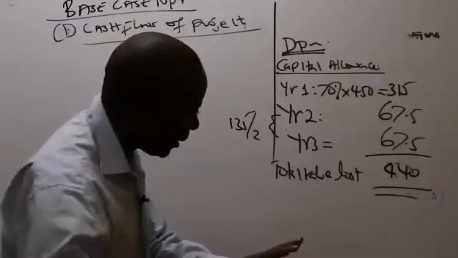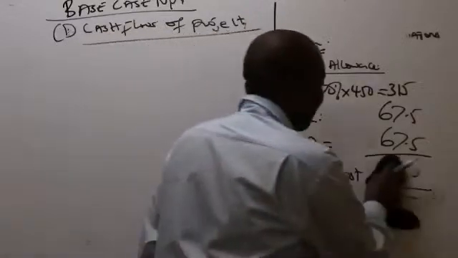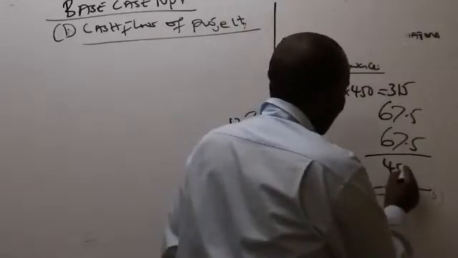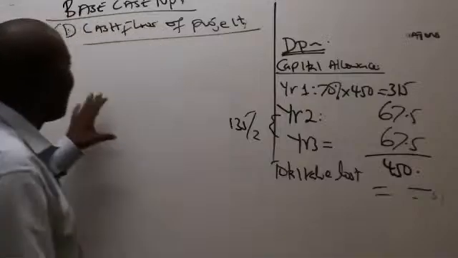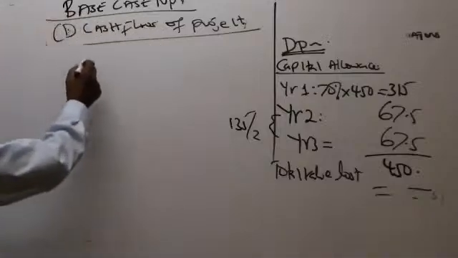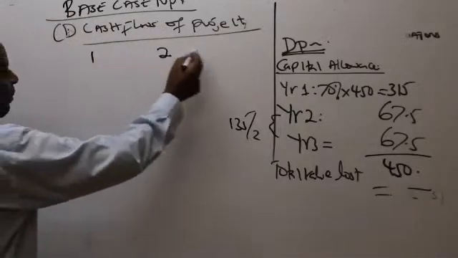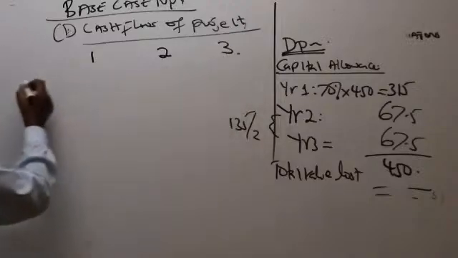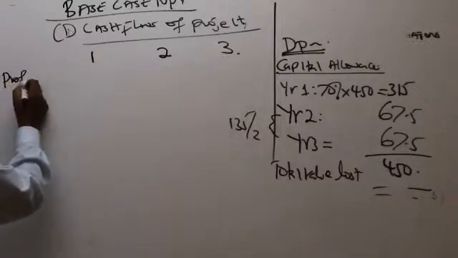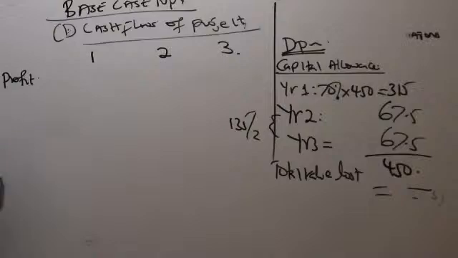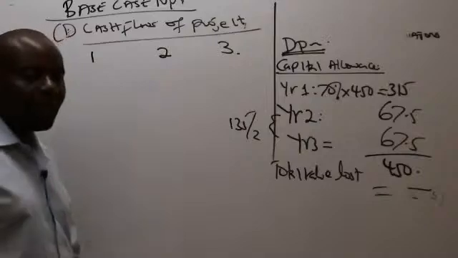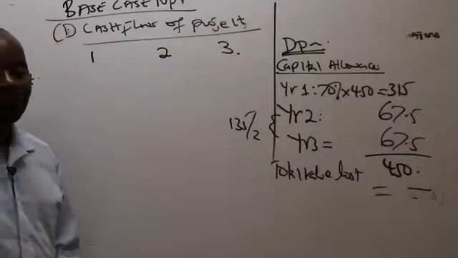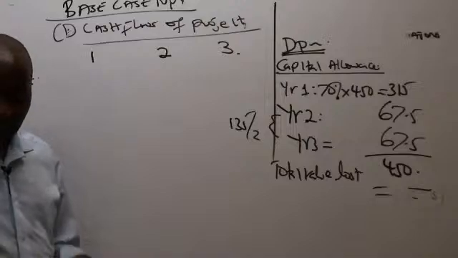But that is just obiter dicta. By the way, ours was 450. Ladies and gentlemen, from there now come back here. So we have our project's cash flows, year number 1, year number 2, year number 3. So they have given me operating profit. Operating profit, ladies and gentlemen, whenever any examiner talks of operating profit, what comes to our mind?